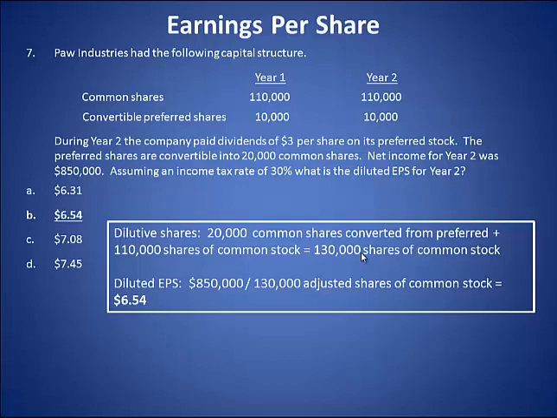So our diluted earnings per share will be the $850,000 in net income divided by the 130,000 adjusted shares of common stock, and that equals $6.54, and that is our answer. That's answer B, $6.54. Okay, let's try number 8.